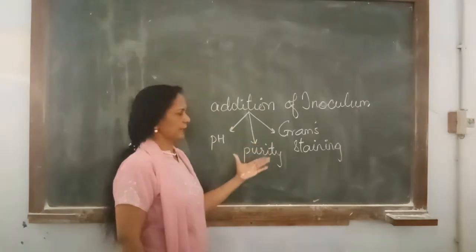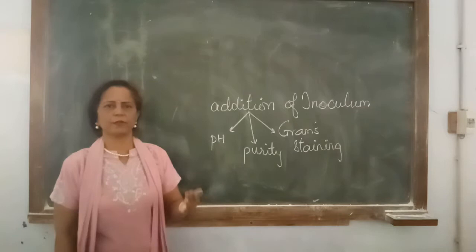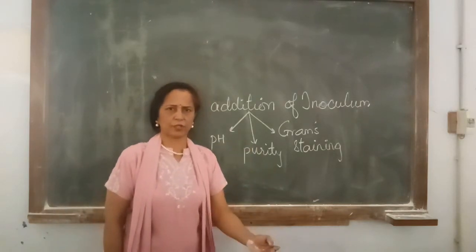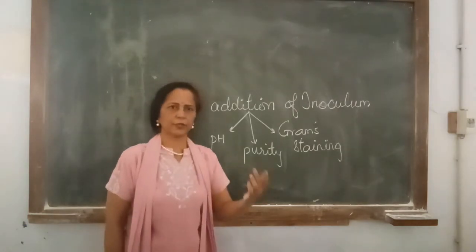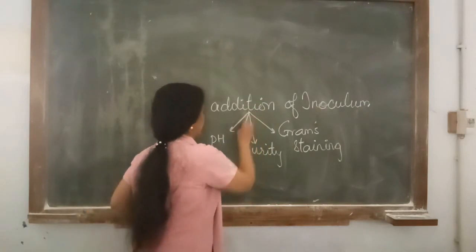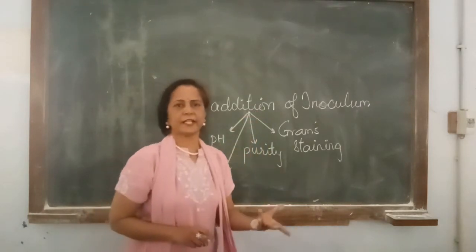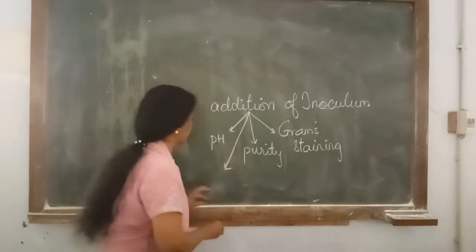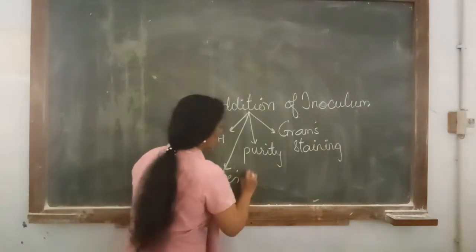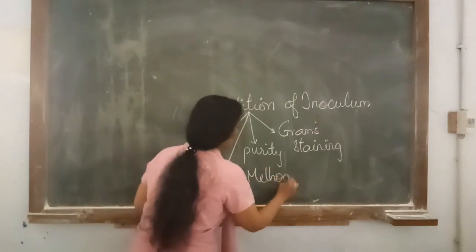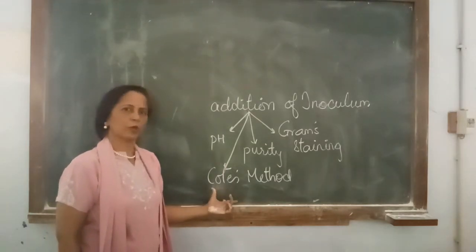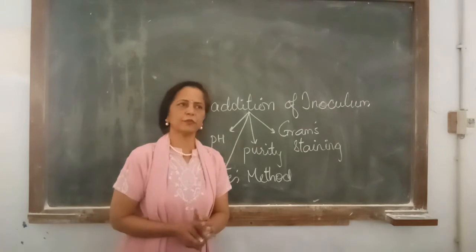Why do we do this? We just want to know whether our fermentation is making any progress or not, whether the yeast cells are growing or not, whether the consumption of sugar is continuous or not. For that purpose we use a method to estimate the sugar, that is Coles method. Any other method for sugar estimation can also be used here, but we are concentrating on Coles method because you have done it previously in your first year class.